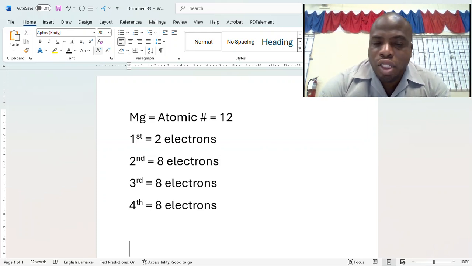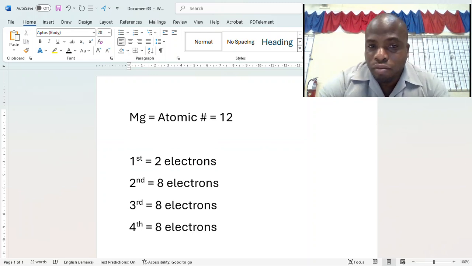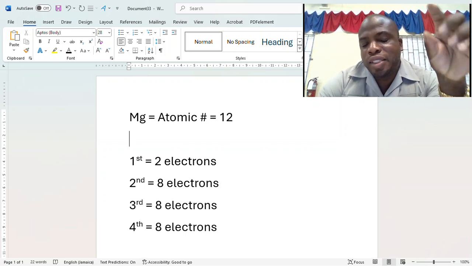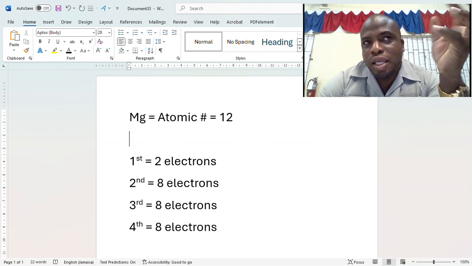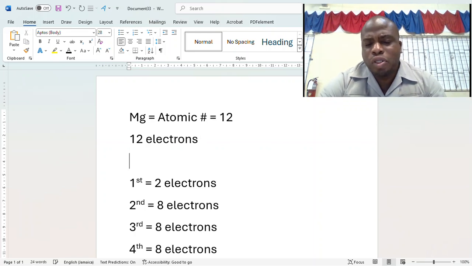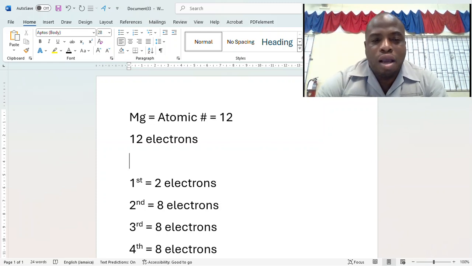You see, the moment you know the atomic number, you will know the amount of electrons. So if you know the first 20 atomic numbers, you can relate to it and utilize it. Look, I'm going to show you how this can benefit you a lot. So I now know if my atomic number is 12, it simply means that in this atom of magnesium, I also have 12 electrons.